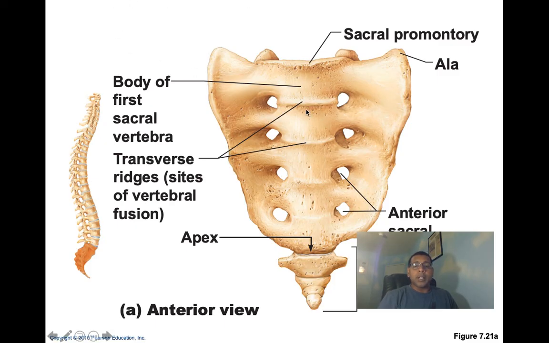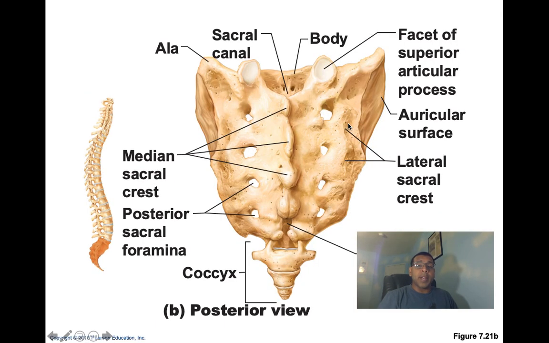And here we've got transverse ridges. These transverse ridges are marking the sites of vertebral fusion. And then we have the anterior sacral foramina, which you can see from the front. We flip it around, we'll call them posterior sacral foramina. So kind of something easy there.